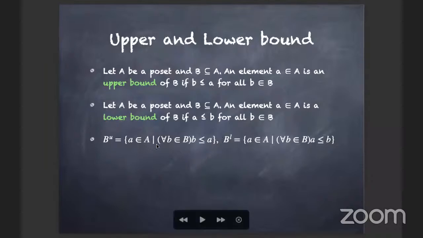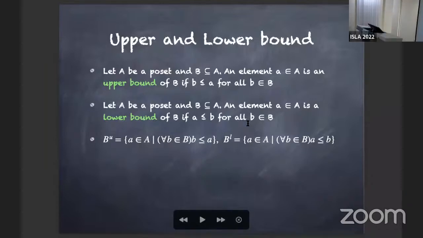So you can see my cursor, isn't it? No, please move it and then I can see that. Can you see it? Yeah.